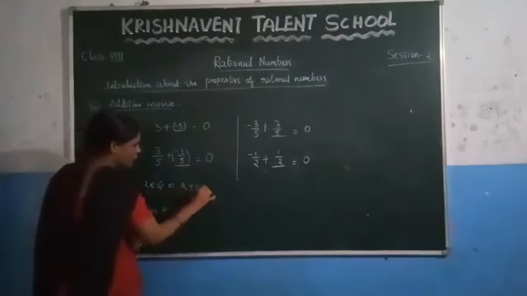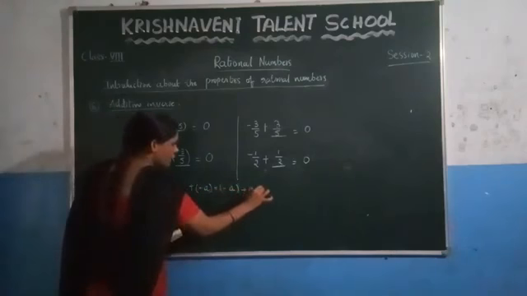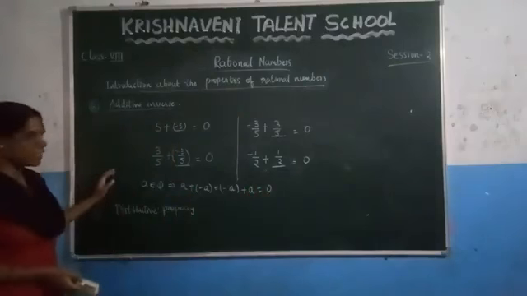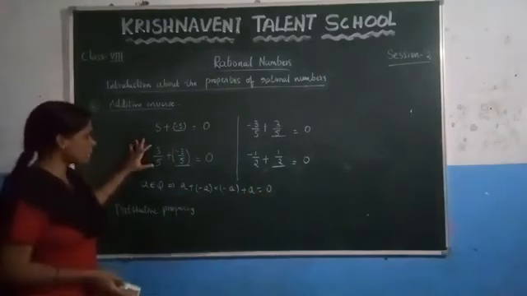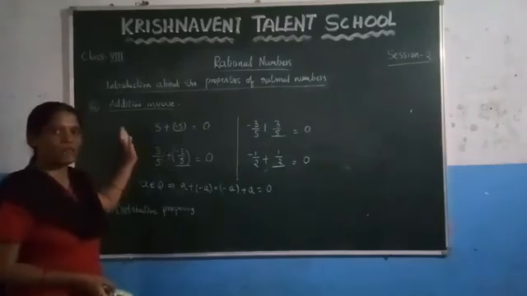A plus minus A must be equal to minus A plus A, which is equal to 0. This property we call the additive inverse. In the examination they will ask what is the additive inverse of 5. Then we can say that the additive inverse of 5 is minus 5.